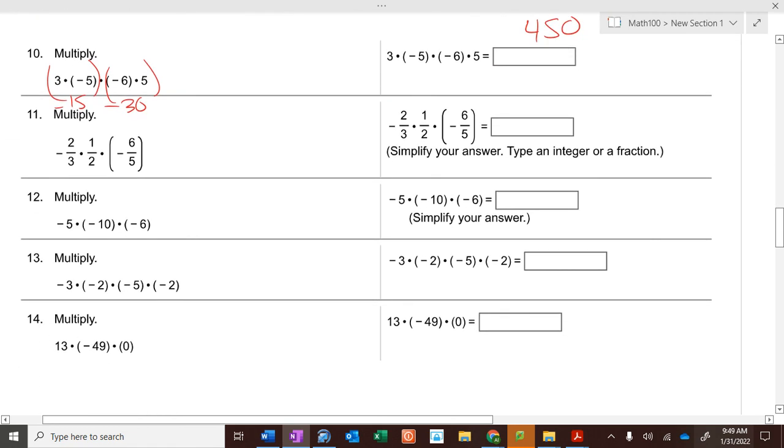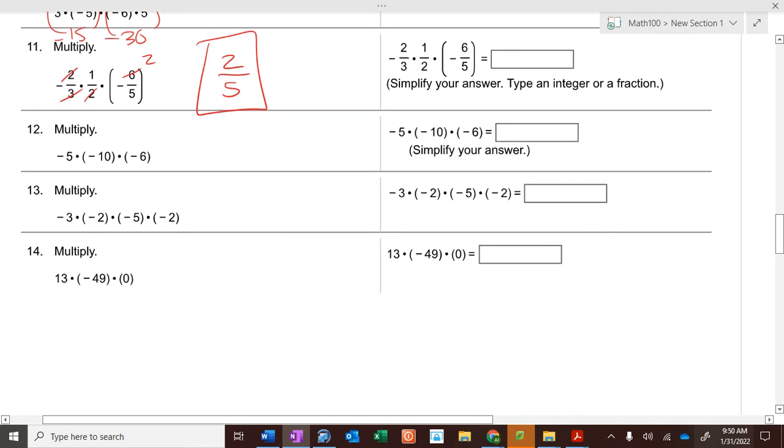Okay? When you have three fractions, the 2's cancel. The 3 and the 6 cancel to be 2 on top. So it's 1 times 1 times 2, which is 2. 1 times 1 times 5, which is 5. So it's 2/5 because there's an even number of negative signs. Okay? Just multiply, multiply, multiply.